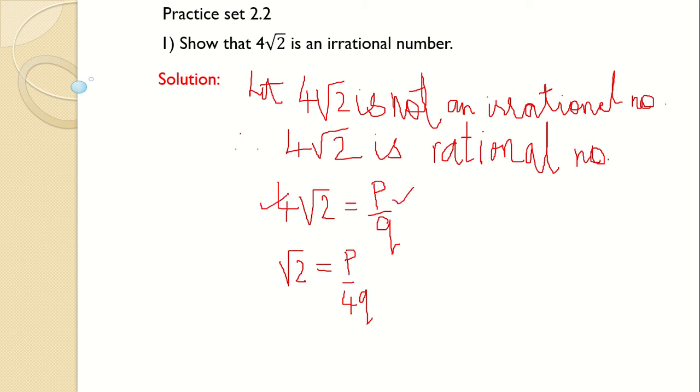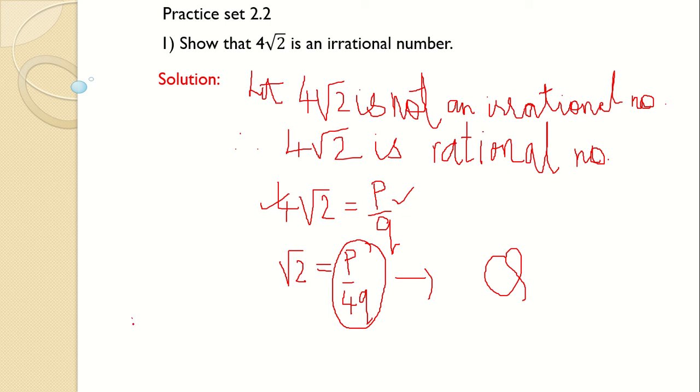I have assumed this also to be rational. Now any rational number, when you multiply it by a rational number, the answer is a rational number. So this p by q is rational, therefore p by 4q is also a rational number. Now the right hand side is a rational number, so the left hand side also has to be a rational number. So if this is a rational number, root 2 also has to be a rational number.